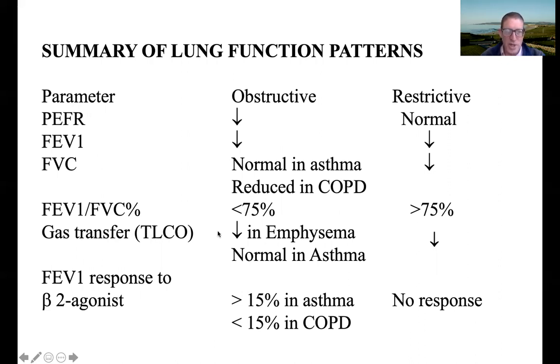The gas transfer, or TLCO, is normal in asthma. You haven't got a problem with the alveoli, but if you've got no alveoli and you've lost them, then it's reduced in emphysema, and it's reduced in restrictive lung disease if you've got impairment in the alveolar arteriolar barrier, if you've got an interstitial lung infiltrate in the alveolar walls, or you've got fibrosis. The response of FEV1 to beta agonist is more than 15% in asthma, less than 15% in COPD, and in a restrictive pattern, there's no response at all.